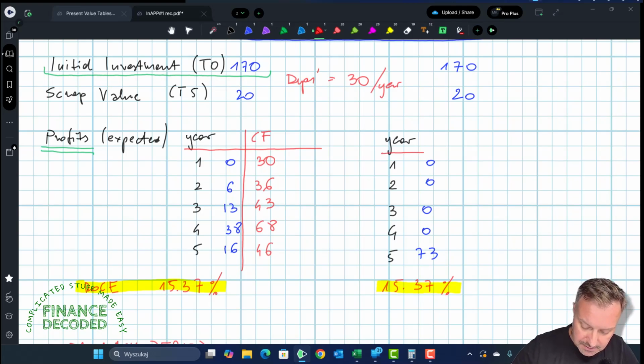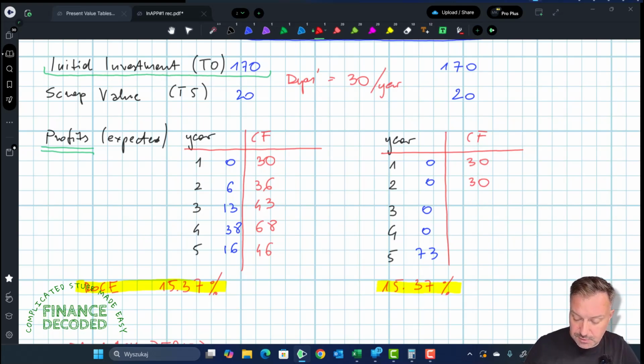Then I'm going to do the same with project B. With project B, it's much easier, because since the profits are 0 in years 1 to 4, the cash flow needed to be produced in those projects for the profit to be 0 needs to be equal to the depreciation. So it's 30, 30, 30. In the last year, it's 30 plus 74, plus 73, which is 103.